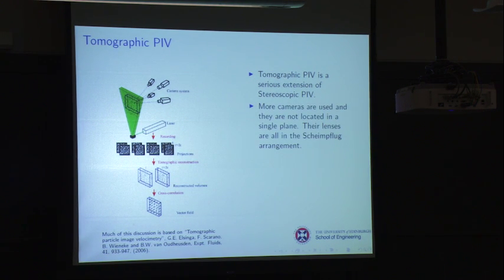So you use more cameras, and they use Scheimpflug mounts as well. You can see that when you just do a stereoscopic PIV, these two cameras sit in a plane. Now you go out of plane with more cameras. And you have to align them similar to stereoscopic PIV, but more carefully, because now you have to worry about the depth as well as the plane that they sit in.